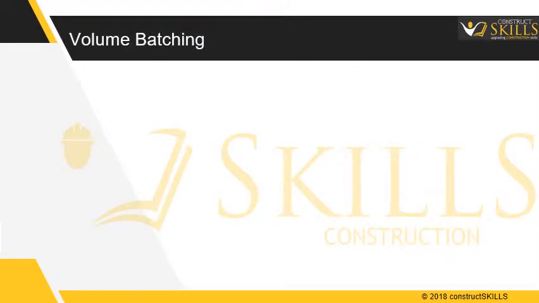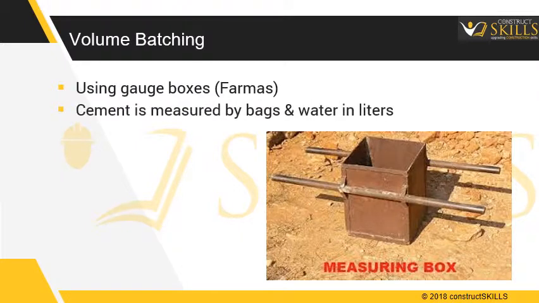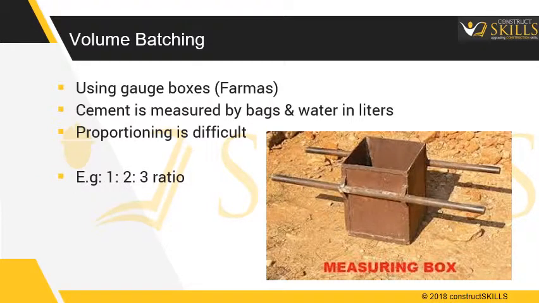Volume batching. The ingredients are batched and proportioned based on volume. It is achieved by using constructed gauge boxes, called farma. For proportioning, cement is measured by bags and water in liters. The quality of concrete may differ because of bulkage of fine aggregates, and therefore, concrete may not be uniform and consistent.